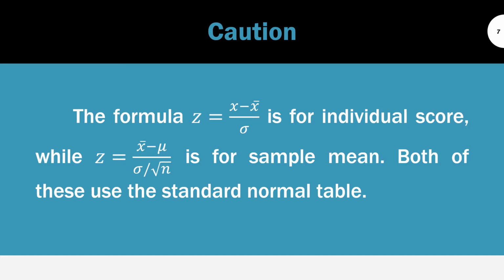So we have to take note that the formula z equals x minus sample mean, or score minus the sample mean all over the standard deviation, is for individual score. We use it for individual score. But if we are dealing with sample mean, we must use z equals sample mean minus mu all over the population standard deviation divided by the square root of the sample size. And both of these use the standard normal table.